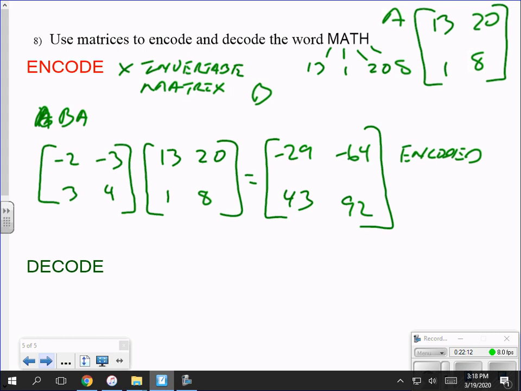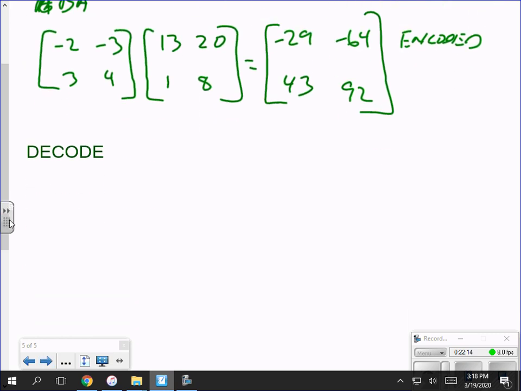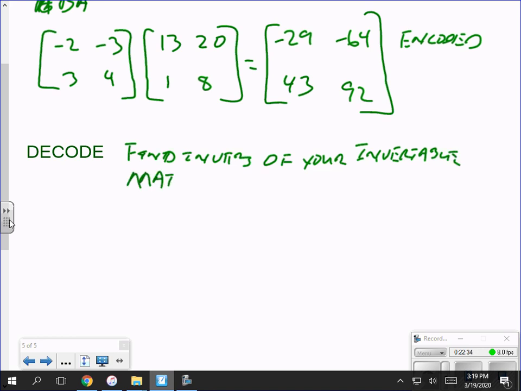Our secret code is multiplying it times this. Now to decode, you find the inverse of your invertible matrix. So my invertible matrix was this. You go and you find its inverse.